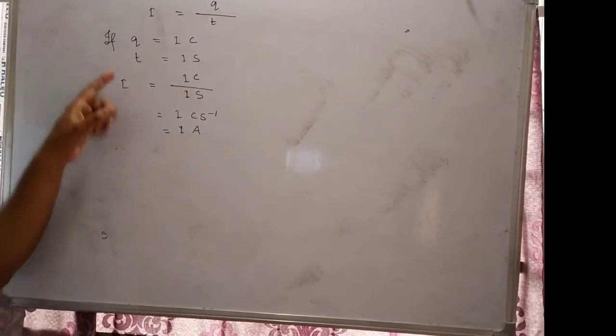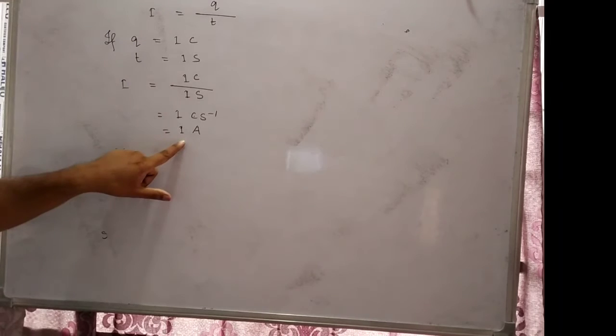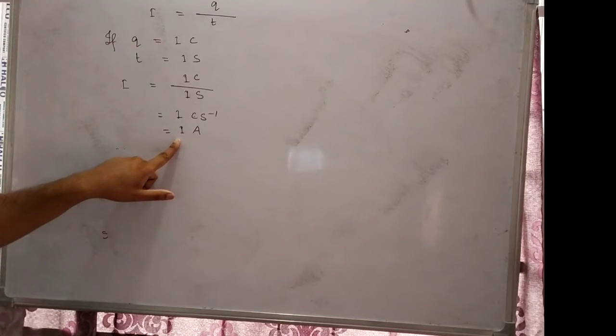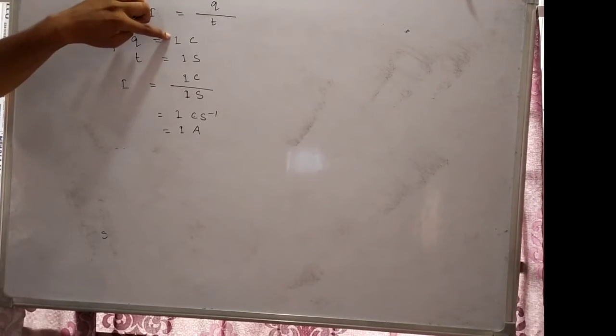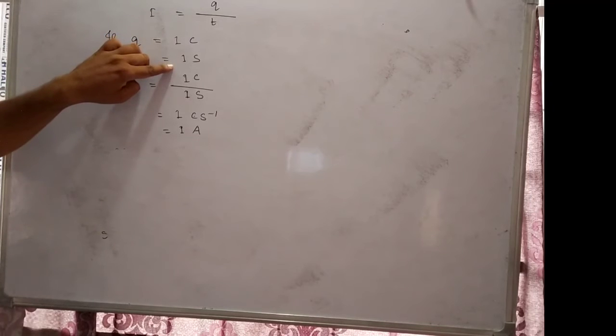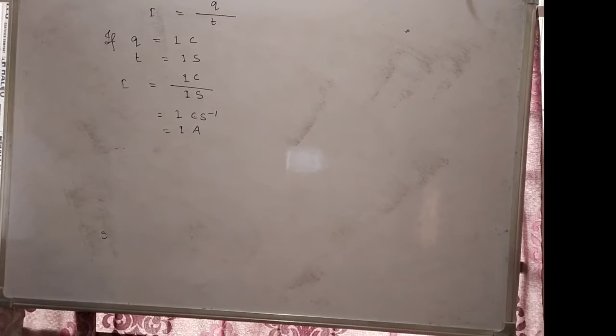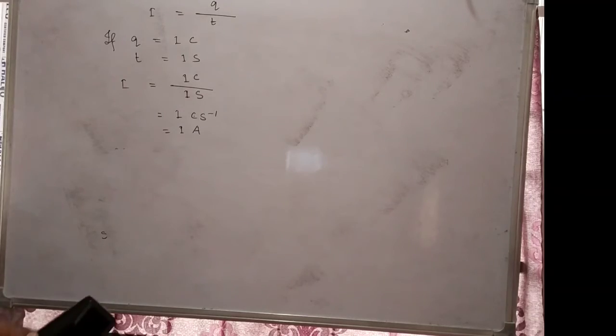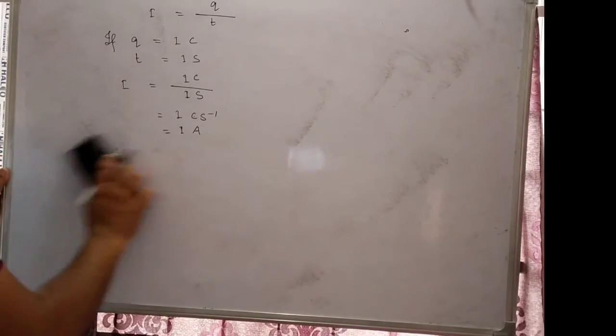So from this mathematical expression we can define 1 ampere of electric current like this: 1 ampere is the amount of current which is generated by the flow of 1 coulomb of charge for 1 second through a conductor. If through a conductor 1 coulomb of charge flows for 1 second, the current which will be generated in that conductor will be equal to 1 ampere.